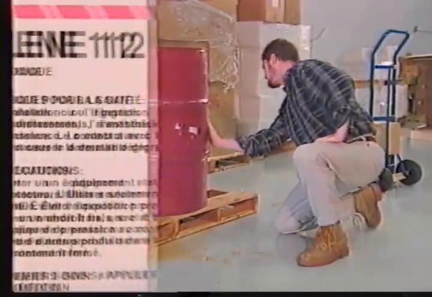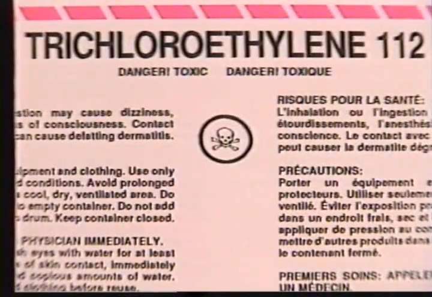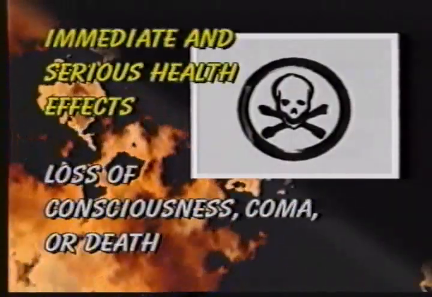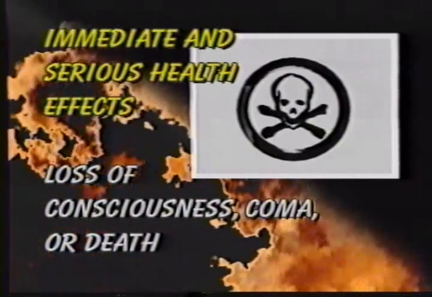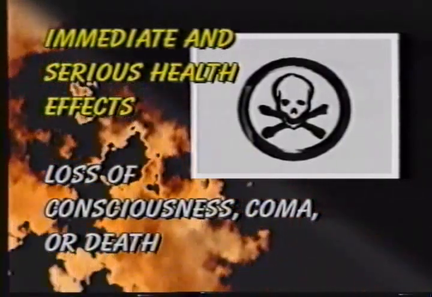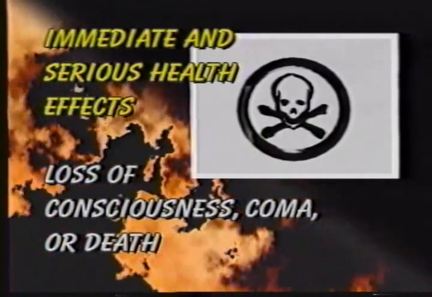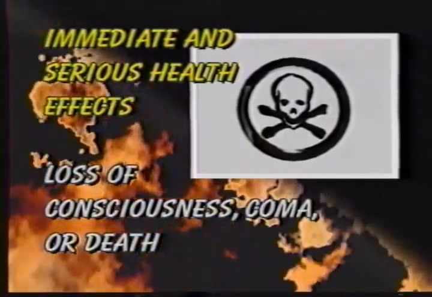The drum had no label on it. Therefore, the chemical could not be identified. If Ed had seen this symbol, he would have known the material inside was a serious toxic substance. Chemicals with the skull and crossbones symbol may cause immediate and serious health effects, such as loss of consciousness, coma, or death within minutes or hours of exposure.